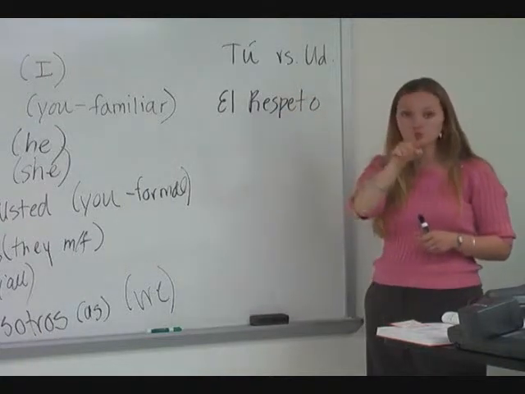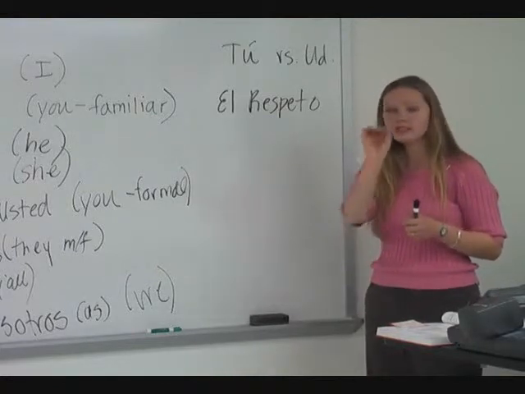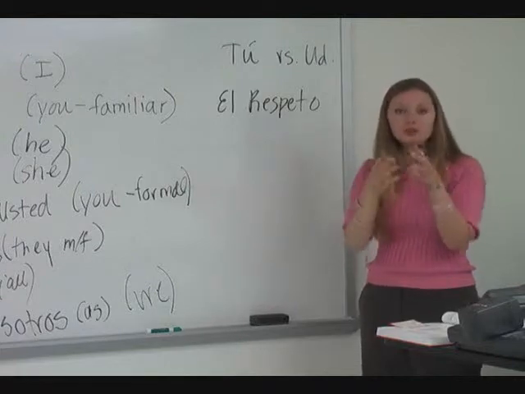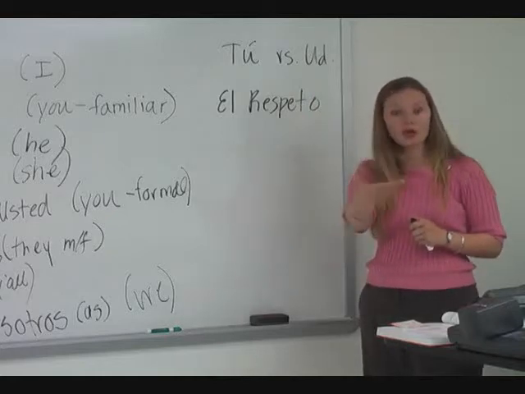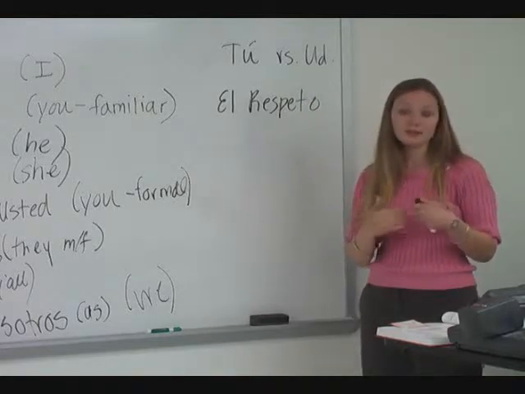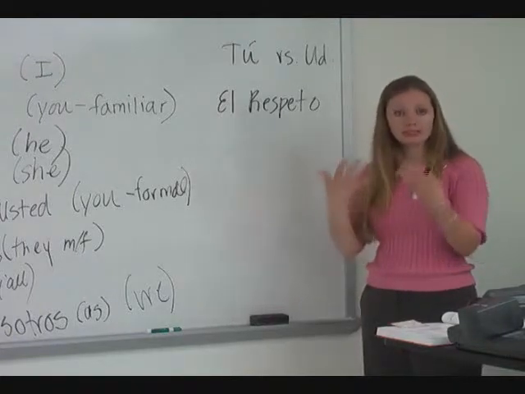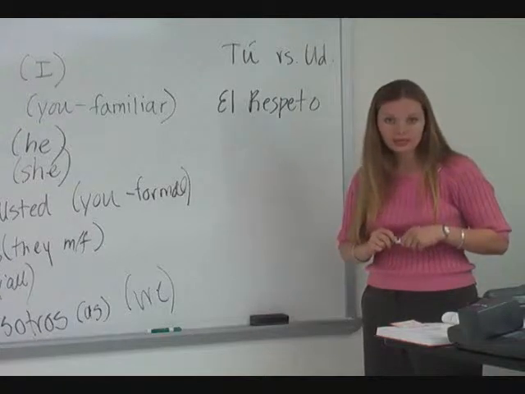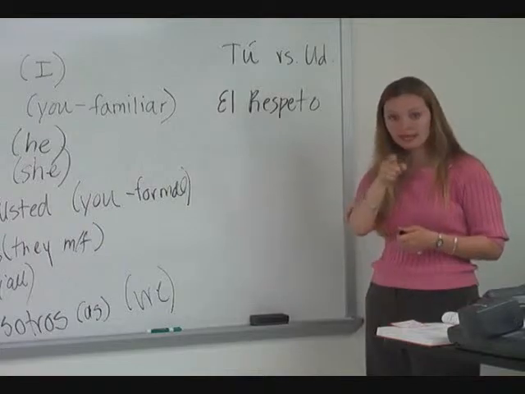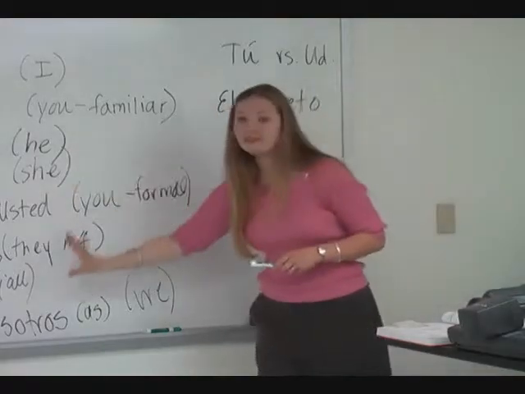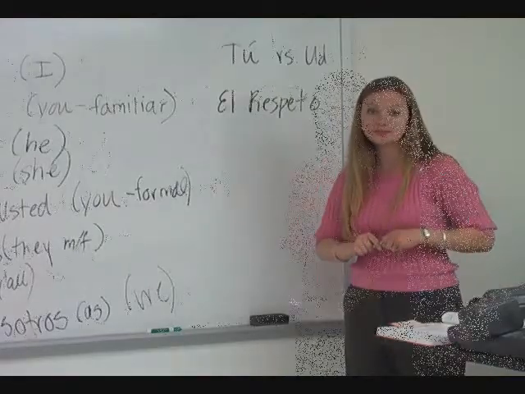So remember, tú means you in an informal or familiar way. I would say tú to my child or tú to my best friend. But if I'm talking to my boss, I would call him or her usted. A police officer, usted. An elder, perhaps aunt or uncle that I want to demonstrate that respect for, usted. So because we have these two different ways to refer to someone in the second person, we have two different forms of the verb to go with them. And we'll talk a little bit more about that in a minute.